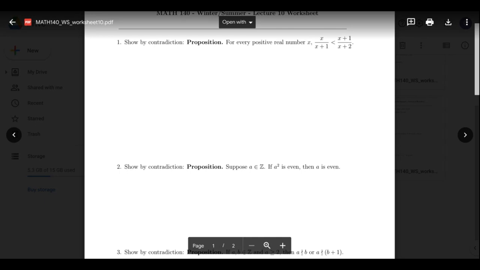Then you go back and see that a squared is odd, which contradicts the assumption that a squared is even. So the assumption must be false. Because if the assumption is false, the original statement must be true. Okay. Other than that, pretty good.